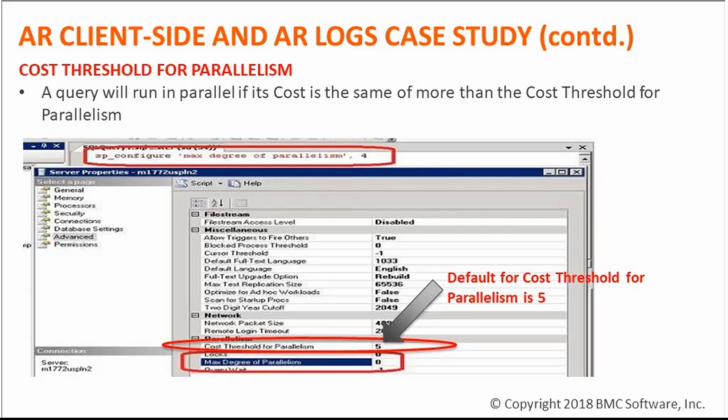So when you have a default value of 5 for the cost threshold for parallelism, and let's say your max degree of parallelism is set to the default of 0, which means it would use all CPUs when it's run, it will run in parallel and use all the CPUs only if its cost is 5 or higher, right? So if, for example, that query has a cost of 1, it won't run in parallel. So here is a powerful tool to make sure that not every single query that runs in your database is running in parallel.